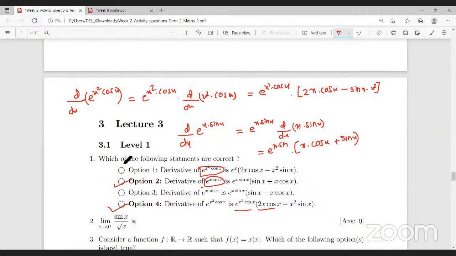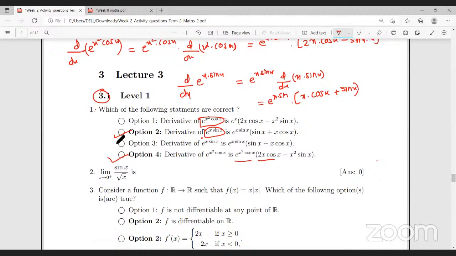Does someone have any doubt in this question? I'm having doubt in question number 8. Question number 10, can you please explain? Sir, question number 2, sir, 2 sin x by root x. Okay, we'll quickly go through all the questions. Okay, so what we have to find out?